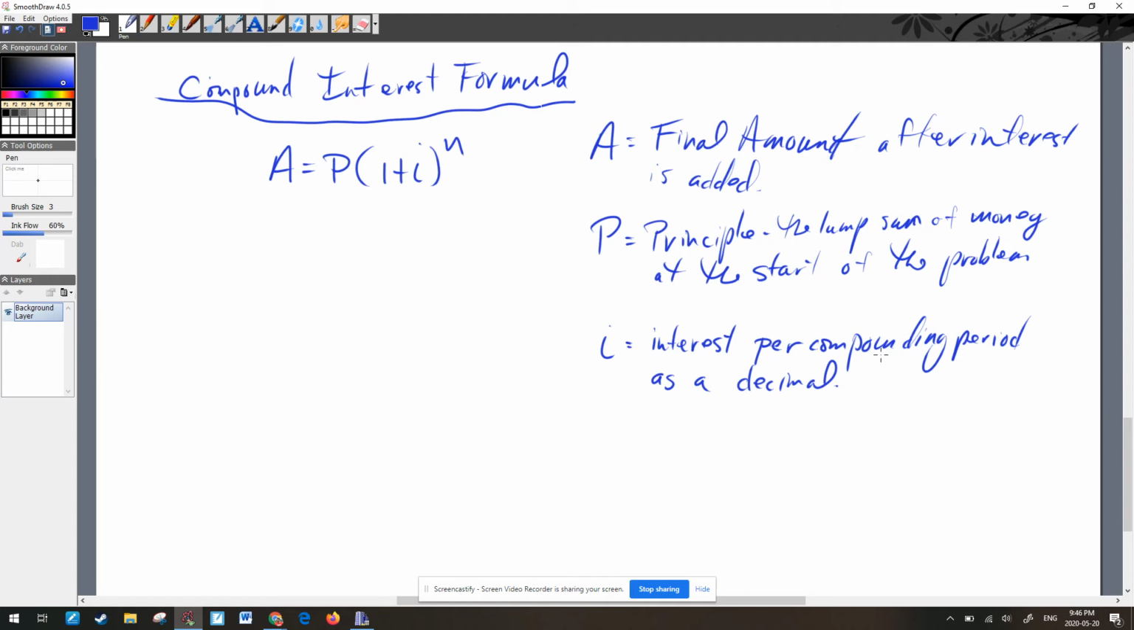So in the prior example with Haley, she earned 5% interest compounded annually, which means once per year. And to convert that to a decimal, anytime you convert to a decimal, you divide by 100, right? So we took the 5, we divided by 100, and it was 0.05, okay? And then N is the total number of compounding periods.